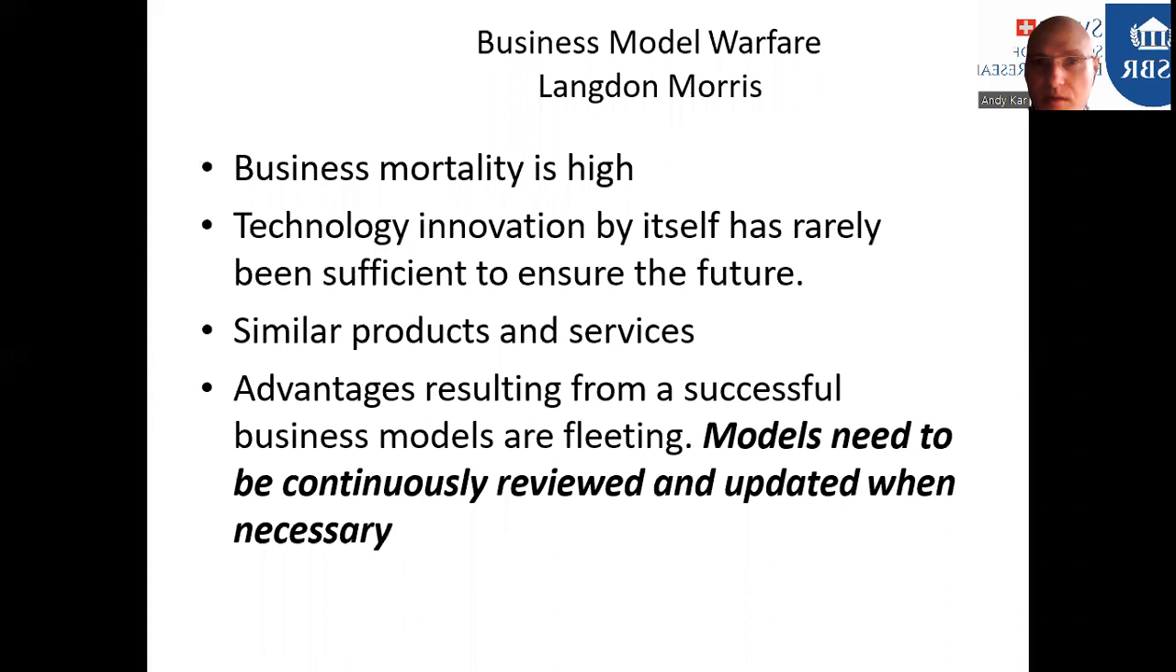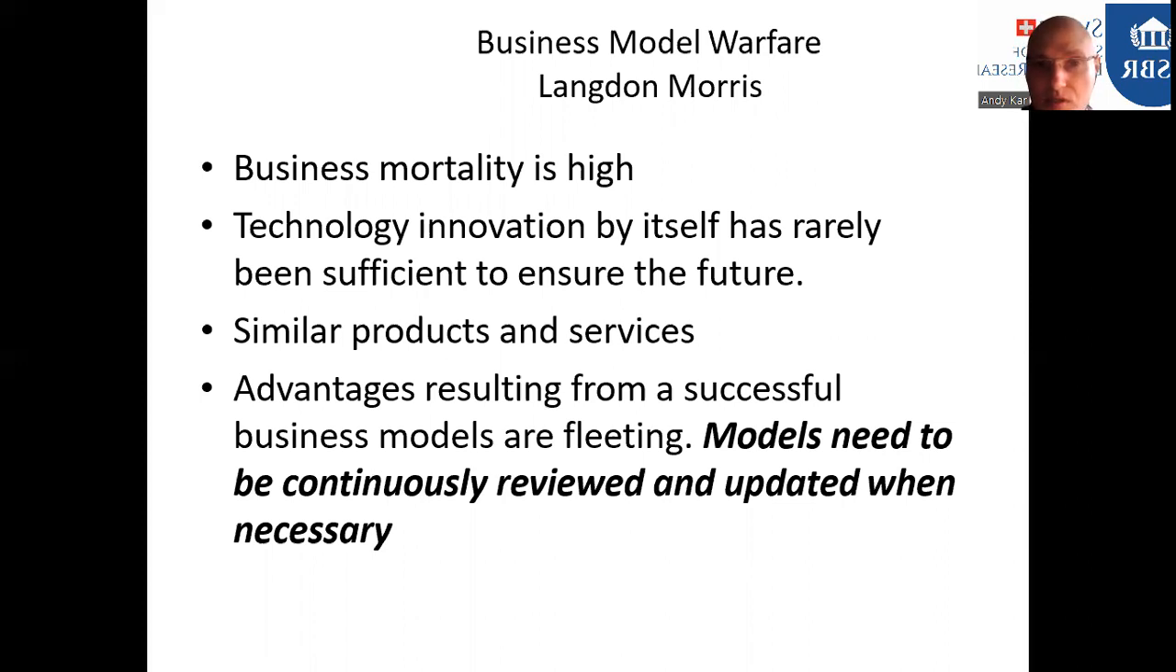Business model warfare, according to Langdon Morris. Business mortality is high. Many businesses, especially nowadays with these volatile and globalized markets, are dying. So we need to sustain our business, and in order to do that, we need a very strong, very powerful business model.